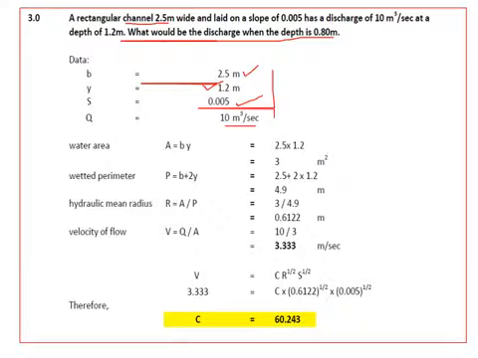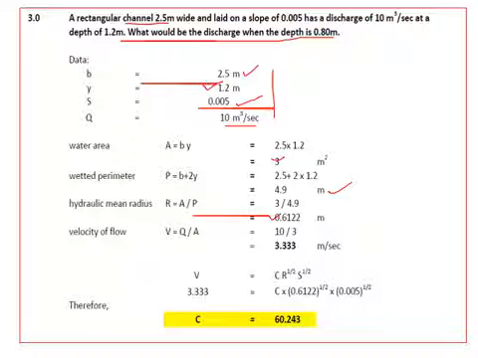Area is B into Y, so 2.5 into 1.2 gives 3 meter square. Then the wetted perimeter, which is the length of the channel boundary in contact with the flowing water, is B plus 2Y. B is 2.5 and Y is 1.2 meters, so the wetted perimeter is 4.9 meters. Taking the ratio of water area to wetted perimeter gives the hydraulic mean radius. Since the area and discharge are known, you can find the velocity.